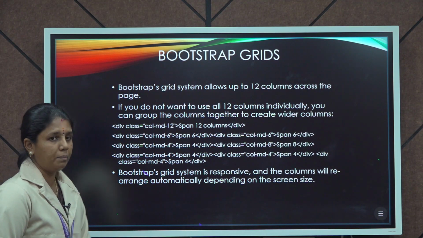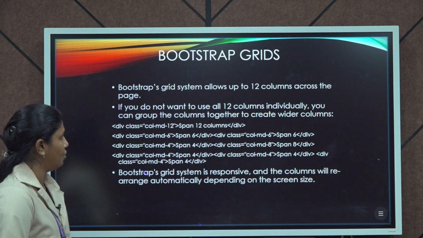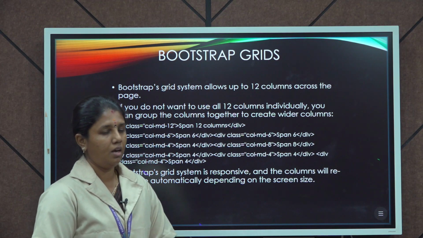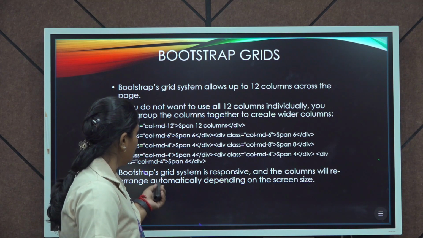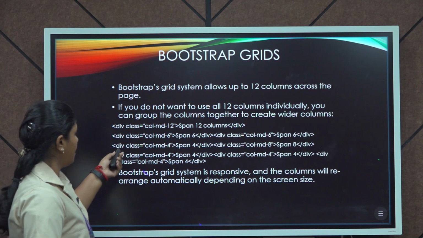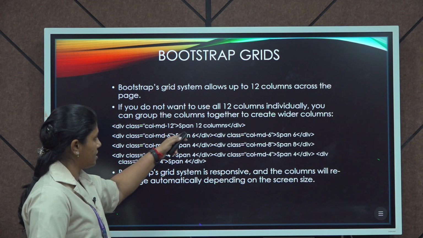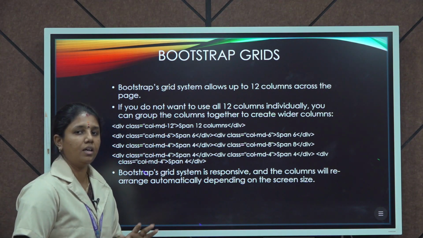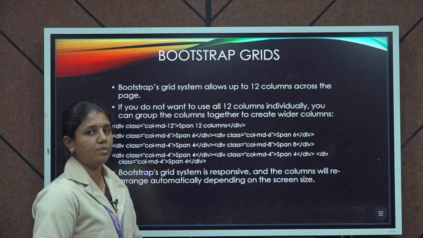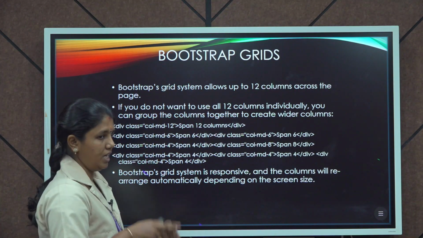And these are the Bootstrap grids. The Bootstrap grid allows a maximum of 12 columns across the page. These are the individual column HTML tags we use. Div class col-md-12 spans 12 columns. Bootstrap automatically has a grid of 12 columns for each web page.